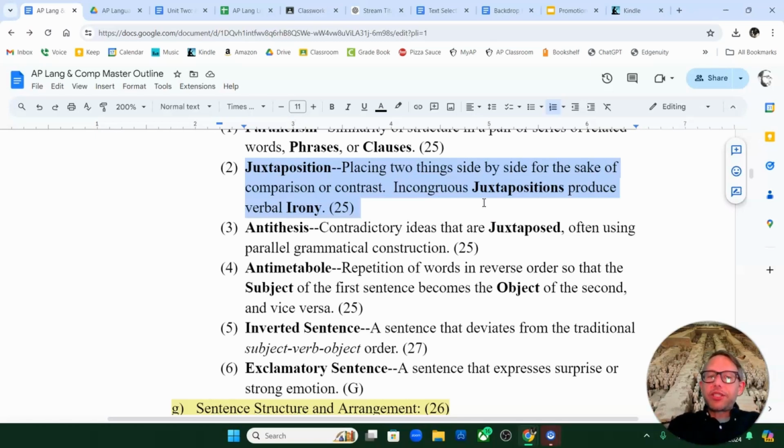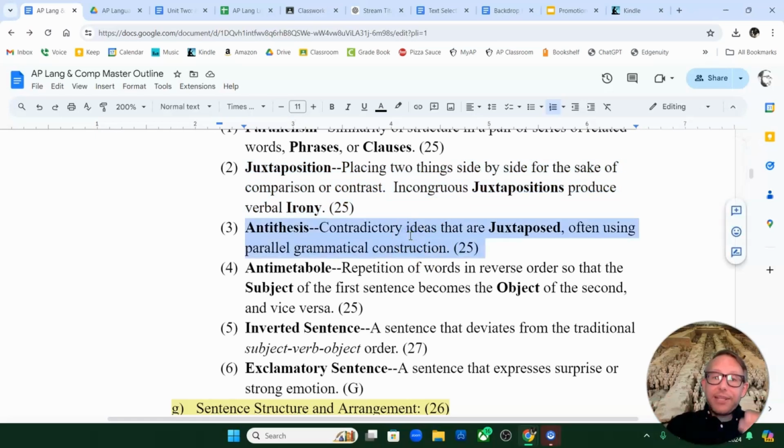So that whole word juxtapose means setting two things next to each other and playing them off of each other, showing the similarities, showing the differences, whatever the case may be, okay? Specifically, as you can see, this is kind of an offshoot of that. You've got that whole concept of antithesis, literally antithesis, contradictory ideas that are juxtaposed, often using parallel grammatical constructions.